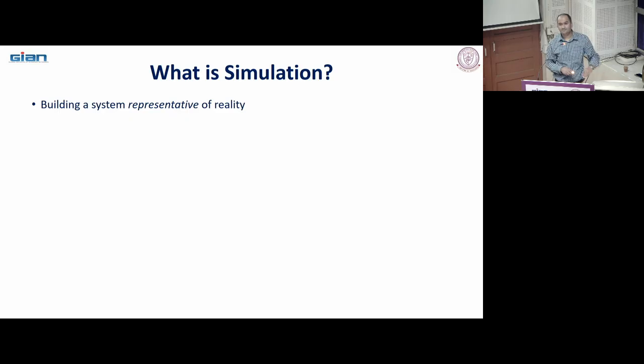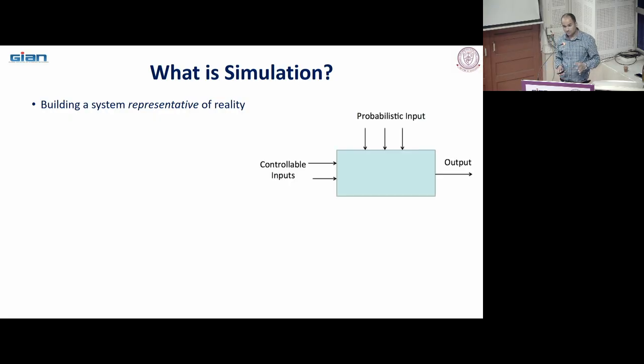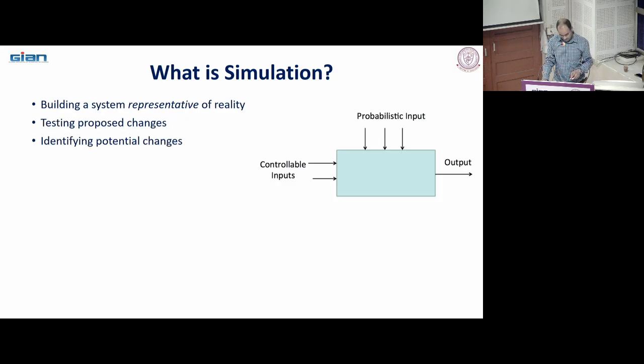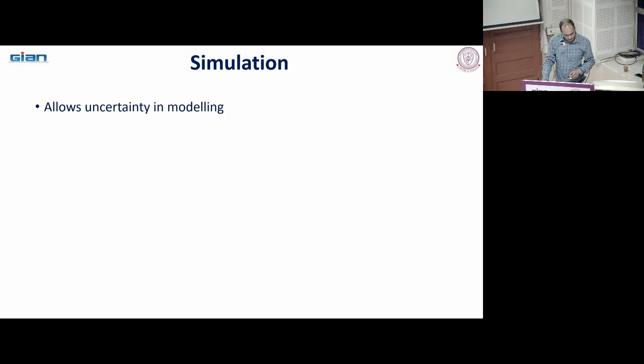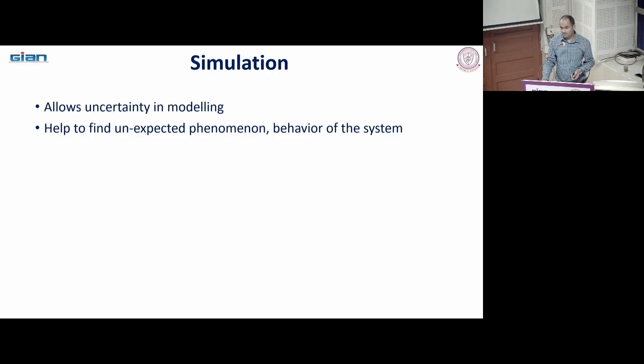So what is simulation then? It is a representation of reality. A system has two kinds of inputs, controllable inputs and probabilistic inputs. Controllable means we know their value. Simulation helps identify potential challenges and changes and develop major KPIs. Examples are assembly production lines, configuring new production cell lines, and supply chains. It covers dynamic interactions, allows uncertainty in modeling, and helps find unexpected phenomena.